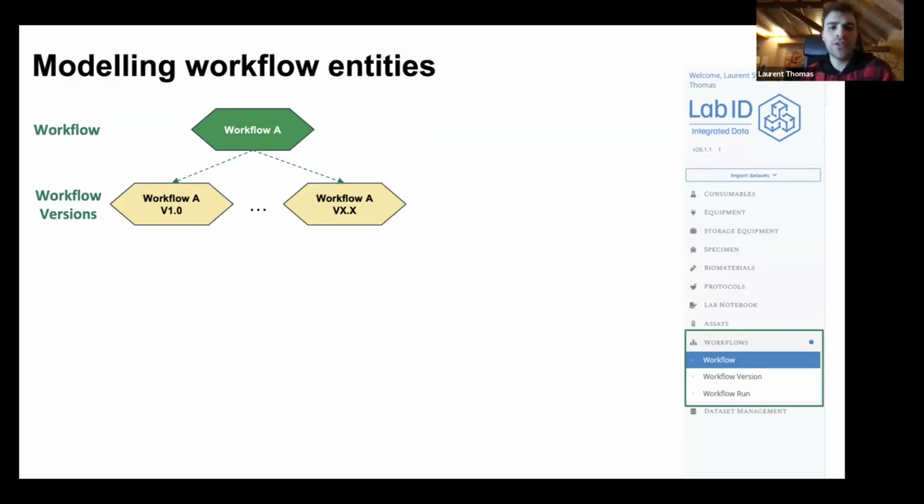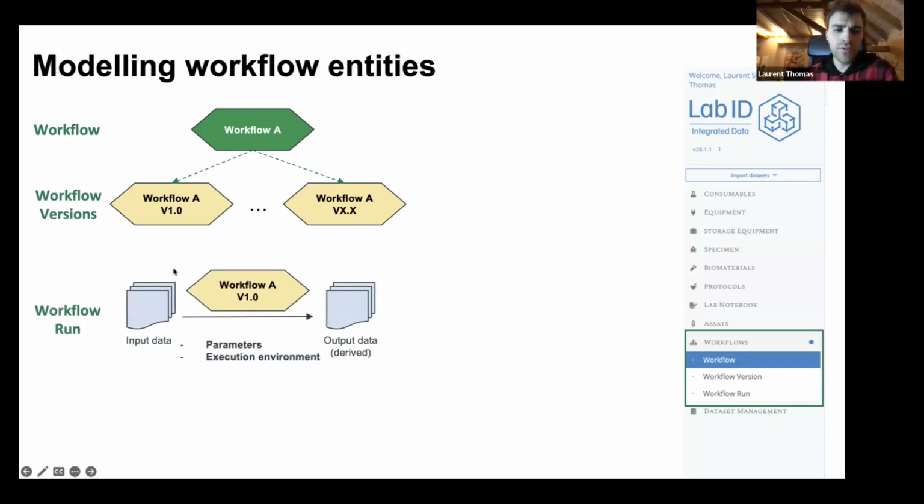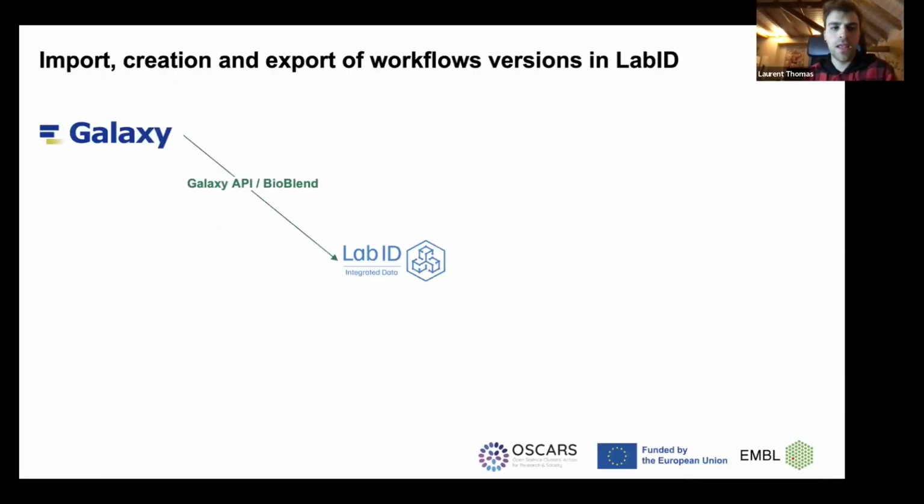The starting point for the project was the question of how we want to model workflows and workflow runs. The way we did it is we have a workflow, which is basically a top level entity for which we can have different versions. So we distinguish a workflow from a version. And when we talk about workflow runs, we are really talking about one specific version that was executed with some input data, specific parameters in an execution environment, and which generated some output data. All of this would be the workflow run. This is how we model it in our platform.